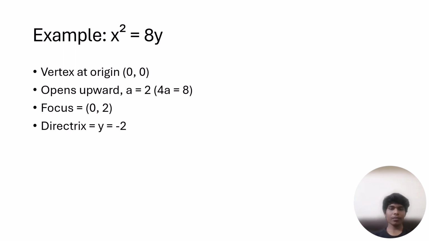Example: x square is equal to 8y. Vertex is the origin (0, 0) and it opens upwards. As you can see, 4a is equal to 8, so moving 4 to the other side, you will get a is equal to 2. Focus is (0, 2). Directrix is y is equal to minus 2.